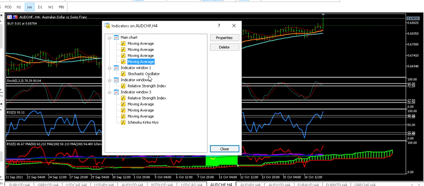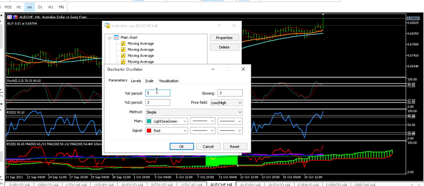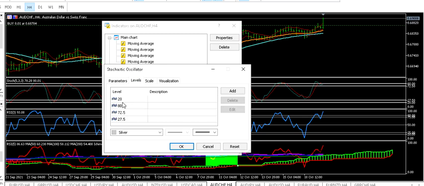Now for indicator window 1 we have the stochastic oscillator. The %K period is 5, the %D period is 3, slowing is 3, price field is low/high. The method is simple. The main color is light sea green. The signal color is red. For the levels we have 20, 80, 72.5 and 27.5, and the color is silver.